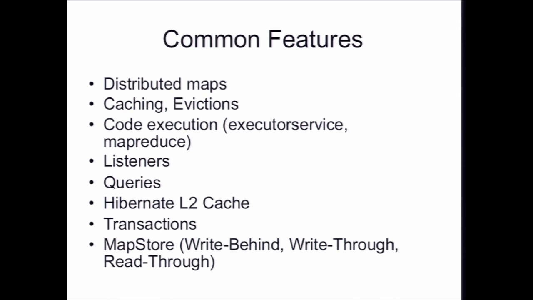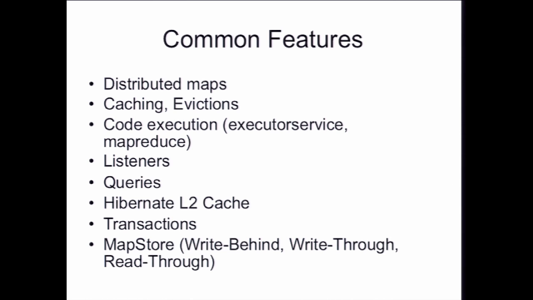Most of the products do provide that. Also, they do have some form of code execution in the grid, in the form of an executor service or a map reduce, because that's one of the biggest benefits of data grids, right? We have the data distributed already. We want to process it in parallel. Also, most of them do have listeners listening for the updates in the caches or maps. Also, querying is a common thing, looking up entries with a specific criteria.